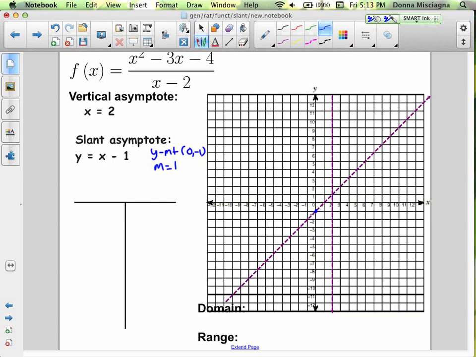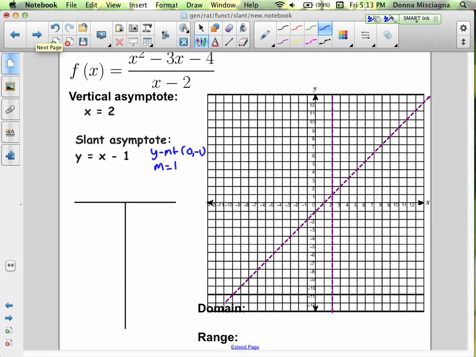It has the slope of 1, and its y-intercept is negative 1. That's no different than when we were graphing linear functions at the very beginning of the year. You know how to do it. It's just a line. All right, so we see we have one vertical asymptote.